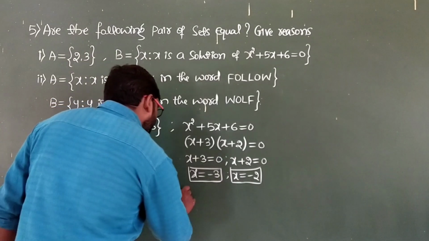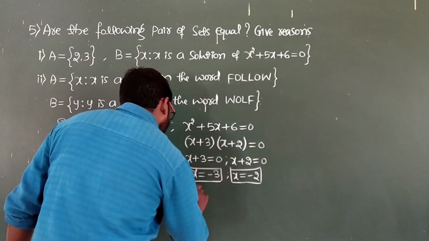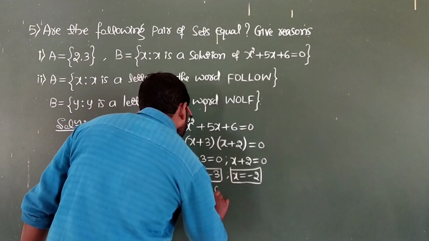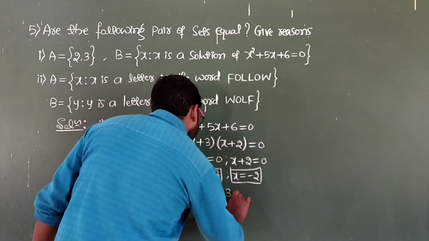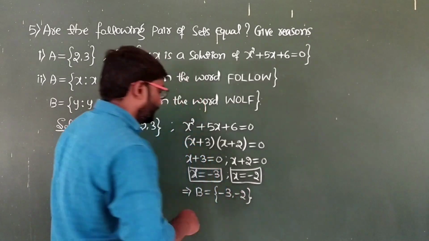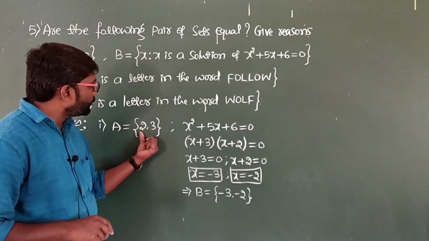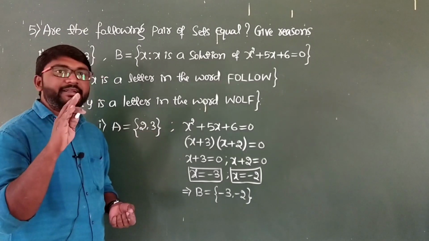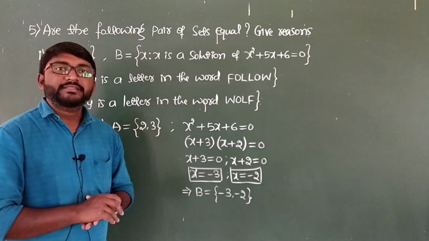So this implies B equals minus 3 comma minus 2. But in the A we have 2 comma 3. The elements of set A are not there in the set B.